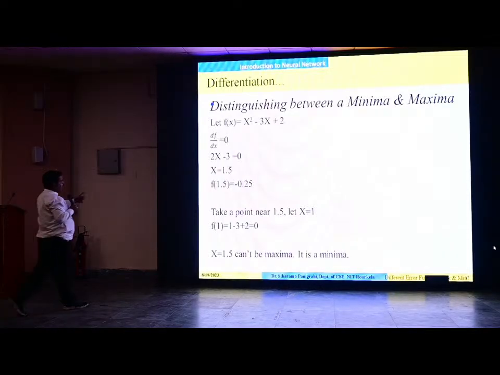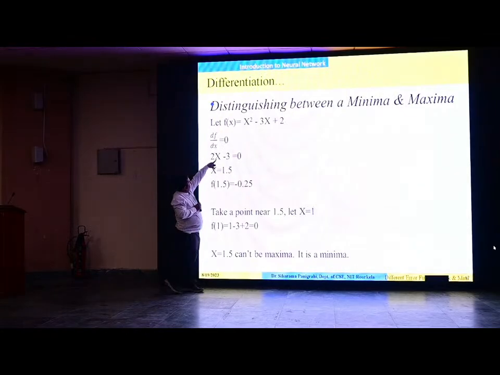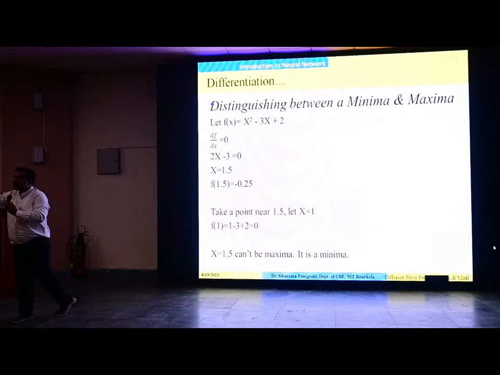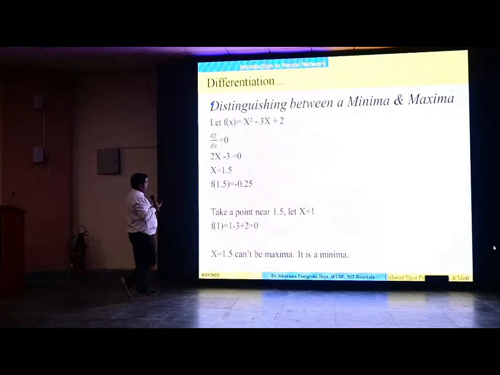So df by dx equal to 0 means if I differentiate that function with respect to x, I will get 2x minus 3. By equating 2x minus 3 to 0, what will I get? x equal to 1.5. So now, is 1.5 a minima or a maxima? How will you know? By taking a nearer point to 1.5.